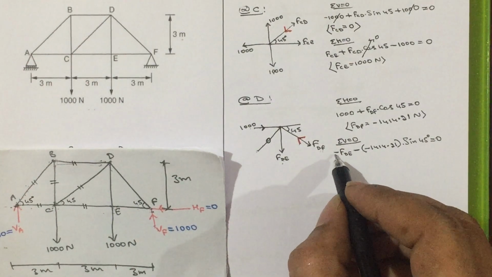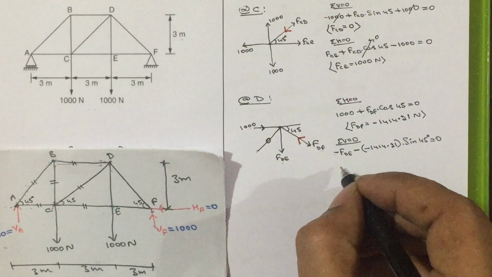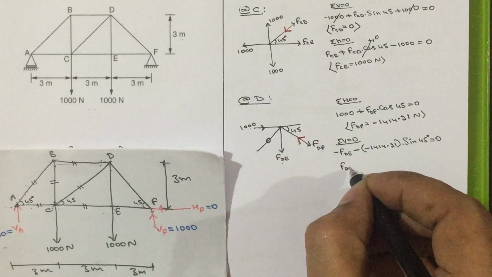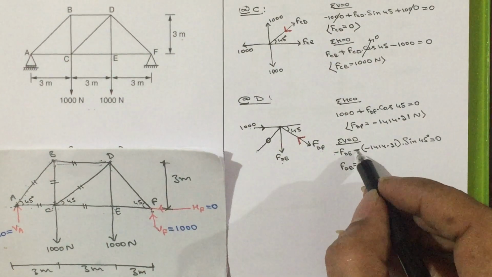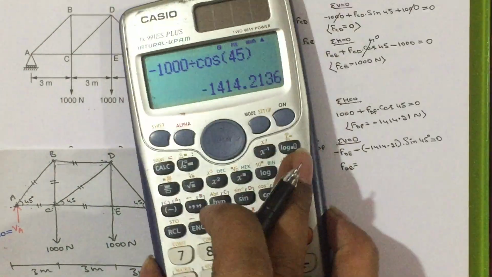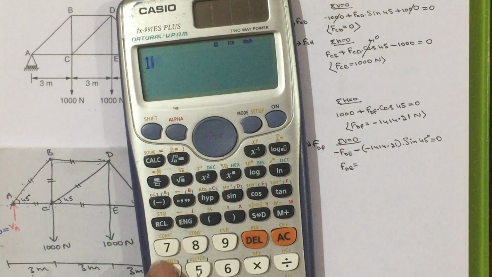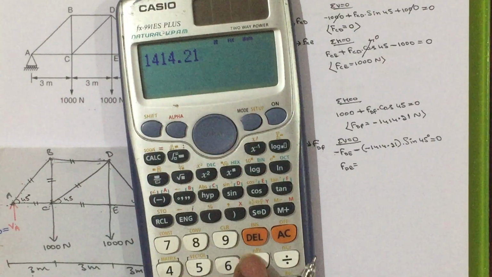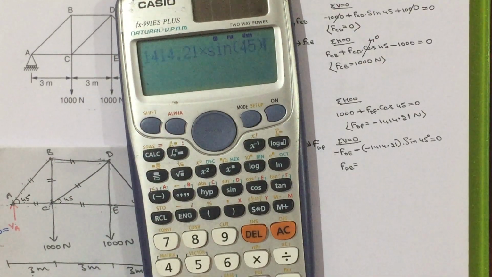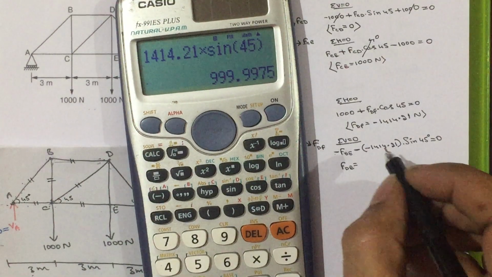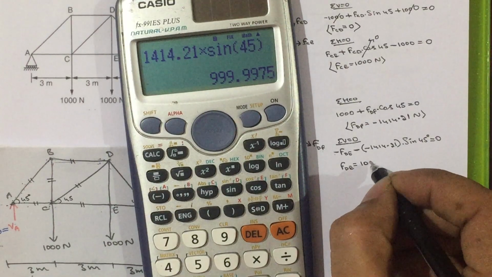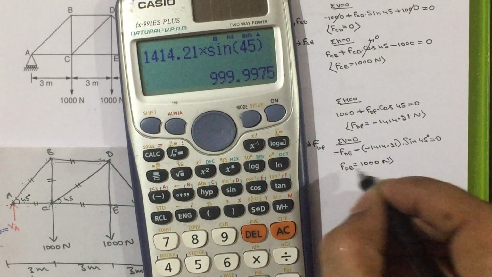So shift minus FDE to that side, plus FDE. So calculate the value. Minus into minus will become plus. So 1414.21 into sin of 45 degree. We are going to get it as 999.99, that is approximately equal to 1000 Newton.